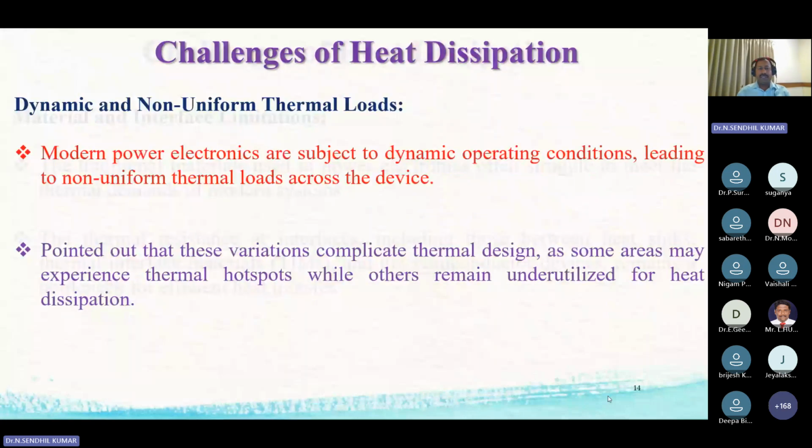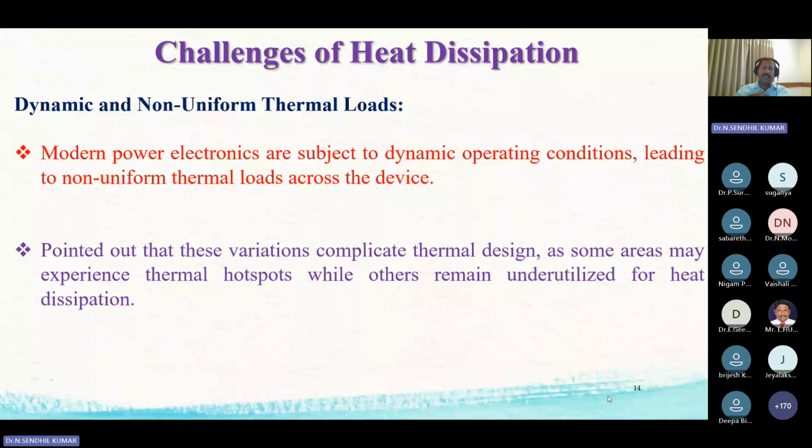So what will happen? The heat sources are here and there, and it's not a uniform thermal load across the device. So in one place high density will be there, where high heat generation will be there. In other places low density will be there, low heat generation will be there. Similarly, other places high density, high generation will be there. So here some thermal hotspots are there. It is a non-uniform thermal load.